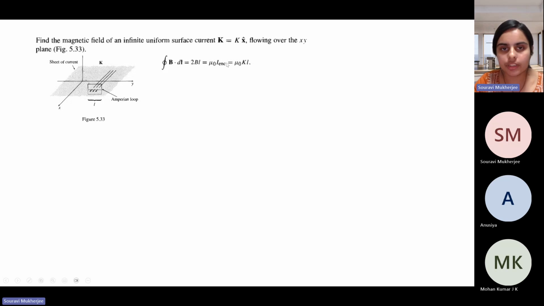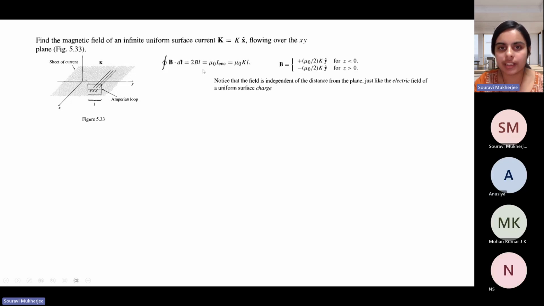Okay. So what is the current that is enclosed in this region? So we know that K is given as dI/dL perpendicular, right? So what is the total current in this region? It's given as K into L. This is the perpendicular length. So now if you do that, you can actually find the field, right?